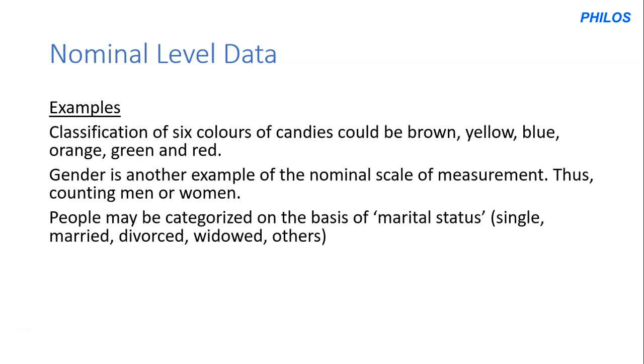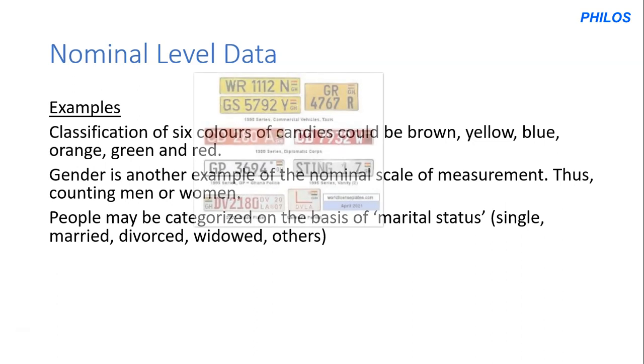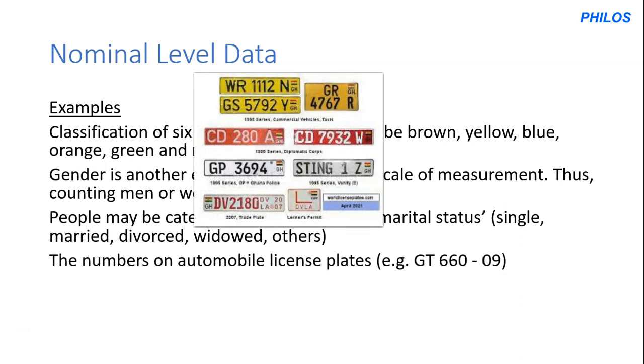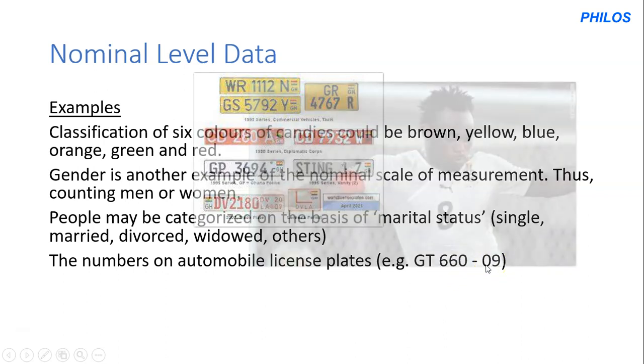Sometimes when you are filling a form, you see single, married, divorced, widowed, and others. So you should know that it's on a nominal scale. And then the number of automobile license plates. So this number GT68009, this is 2009. Now, the fact that it has a number on it doesn't mean you can rank them. They are actually in different categories.